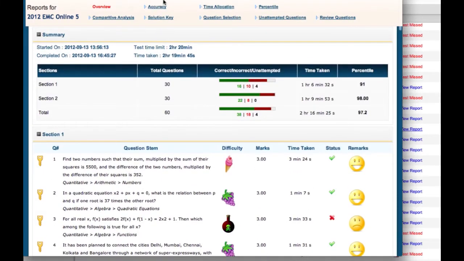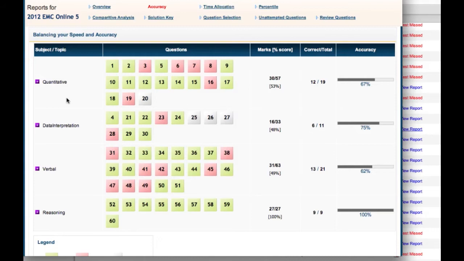What is accuracy? Now in accuracy we can very clearly see there are section wise. So there is quantitative, data interpretation, verbal and reasoning. So these were the questions, question number 1, 2, 3. These were the questions from the quantitative section. How much did you score? You scored 30 out of 57. Because there were 19 questions, so 57 marks in all, you scored 30. Now if you see, you got 12 correct, but you got 30, which means that you got some wrong, so negative marking takes that impact.